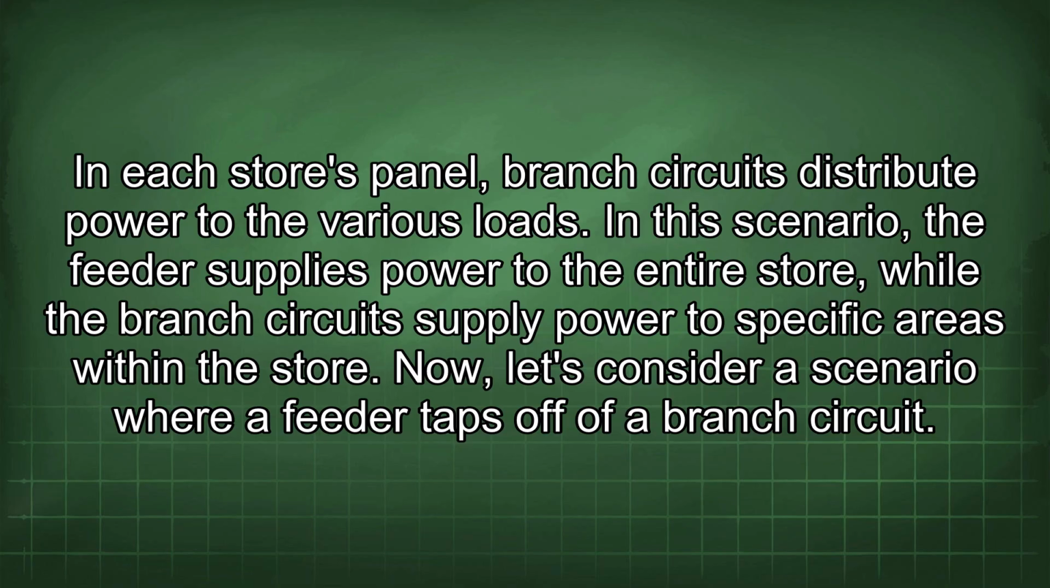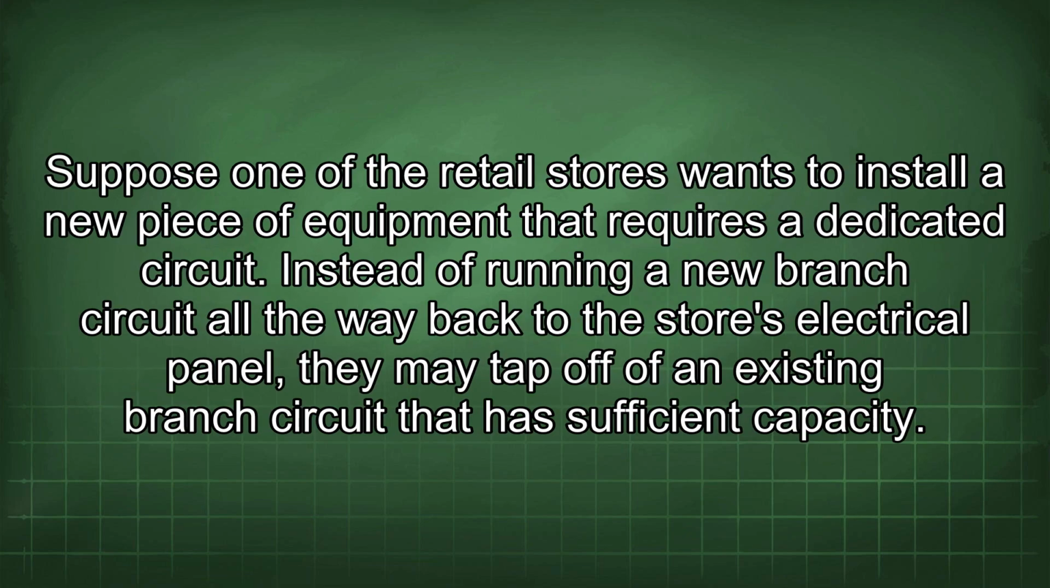In this scenario, the feeder supplies power to the entire store, while the branch circuits supply power to specific areas within the store. Now, let's consider a scenario where a feeder taps off of a branch circuit. Suppose one of the retail stores wants to install a new piece of equipment that requires a dedicated circuit. Instead of running a new branch circuit all the way back to the store's electrical panel, they may tap off of an existing branch circuit that has sufficient capacity.